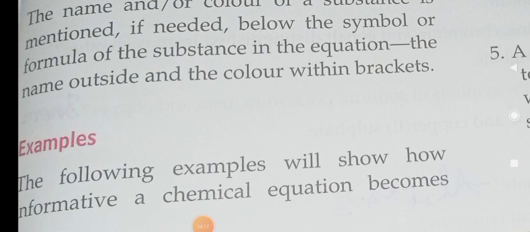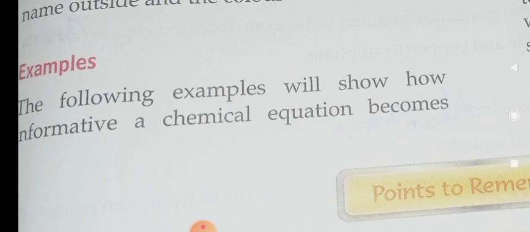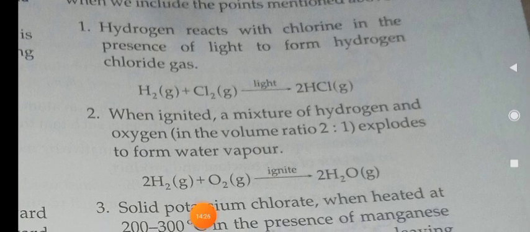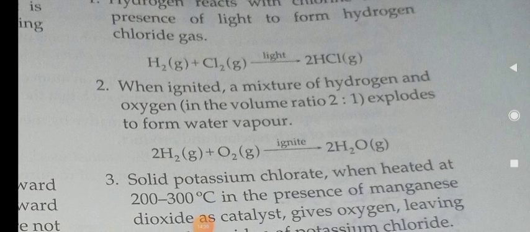So let us discuss some examples so that you can clearly understand. Hydrogen reacts with chlorine in the presence of light to form hydrogen chloride gas. H2 is a gas. Chlorine is also a gas. In the presence of light, so that should be indicated above the arrow mark. To form 2HCl, 2HCl is also a gas.